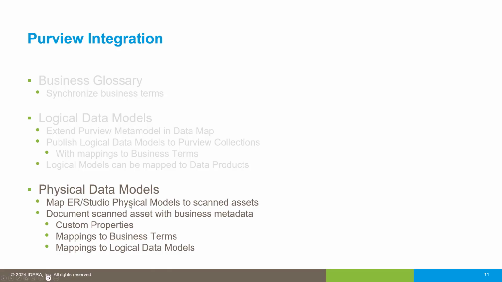So we can map an ER Studio physical model to a scanned asset and then publish business metadata back to that asset. So we're not going to change the scanned asset at all, not change the technical metadata that was harvested by Purview, not change the schema at all. We're just adding business metadata.